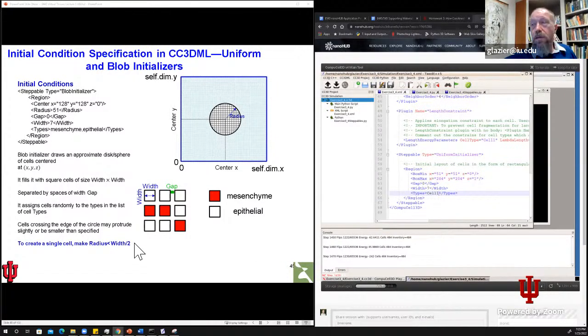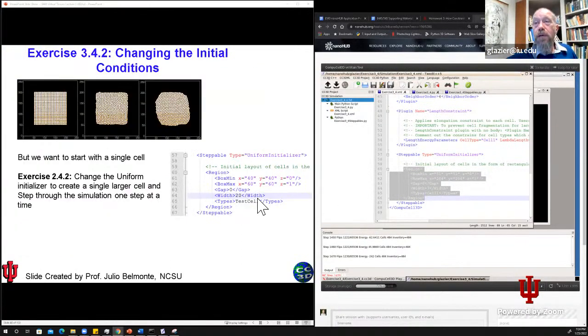I'm explaining this here because if we wanted to only have one cell to begin with, we could use the blob initializer and say that the radius was smaller than the one cell. We'll only create one cell. Or similarly with box, if I adjusted the min and the max so that there was only one cell drawn, I could do that. Another thing I can do is have as many regions as I want. So I could draw a circle here, circle here, circle here, circle here with different properties. Not the most elegant thing in the world, but it's helpful to have.